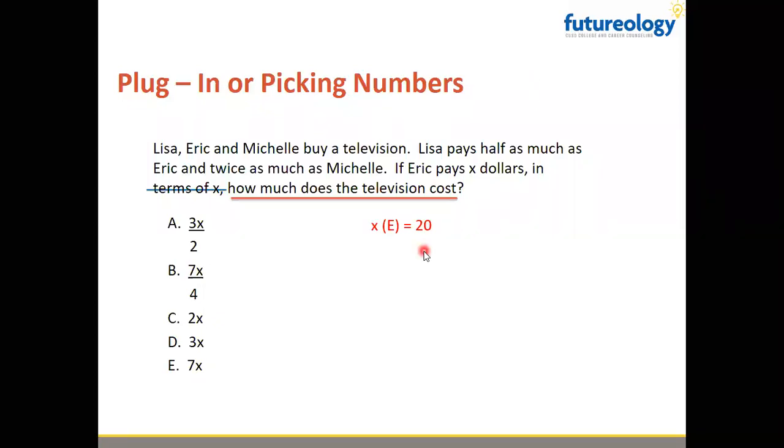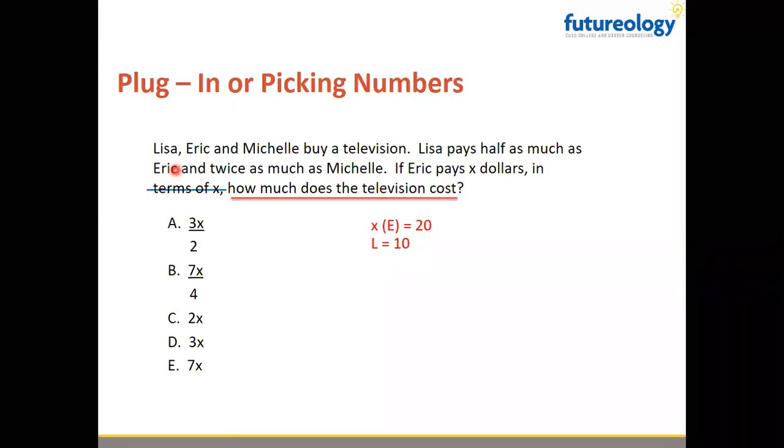So Eric pays 20. So now let's do the problem. We plug this back in, and now we're going to solve using the numbers and the math. I know I'm going slow, but we had a lot of questions the first time around, so I'm going to go slow. If Lisa, Eric, and Michelle buy a TV, stop. Lisa pays half as much as Eric, stop. So if Lisa pays half as much as Eric, and Eric pays 20, Lisa pays 10.